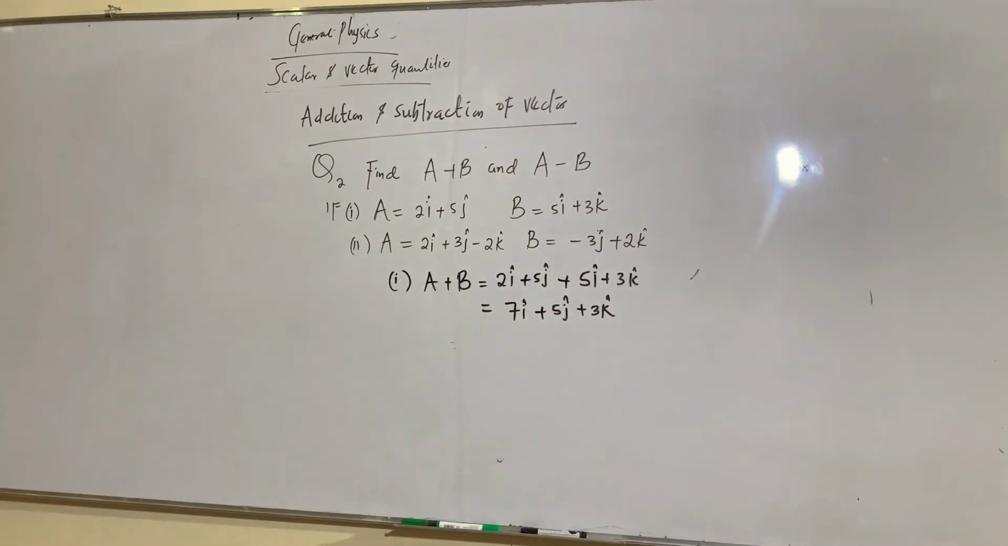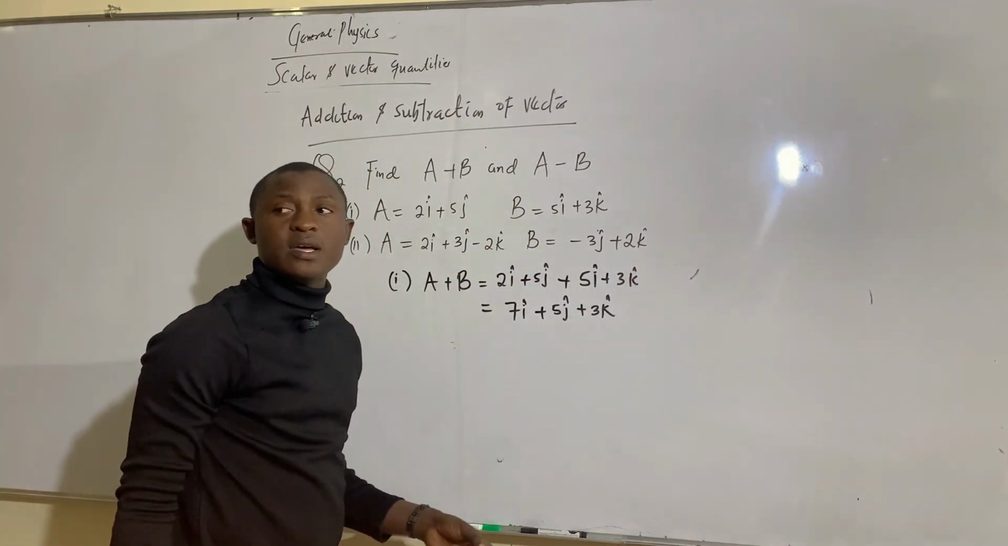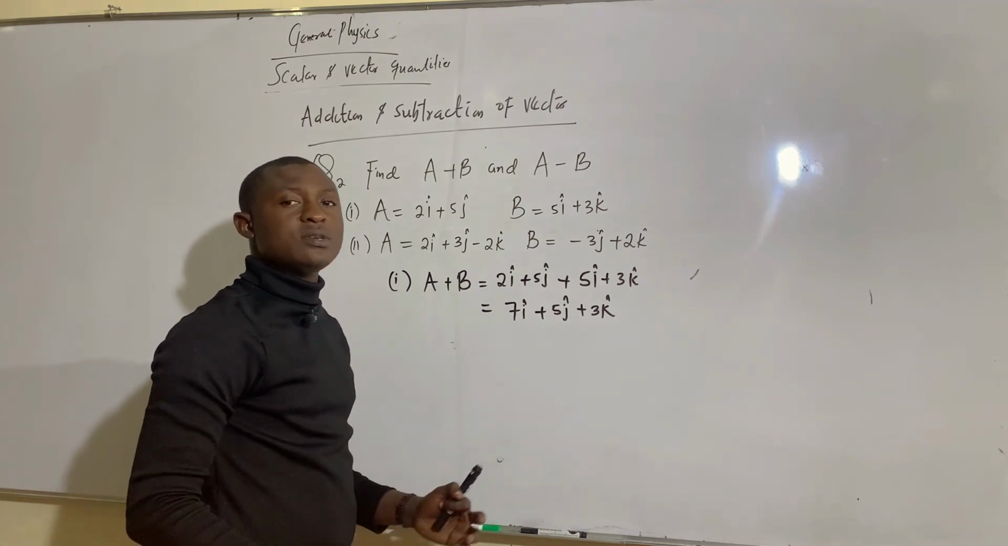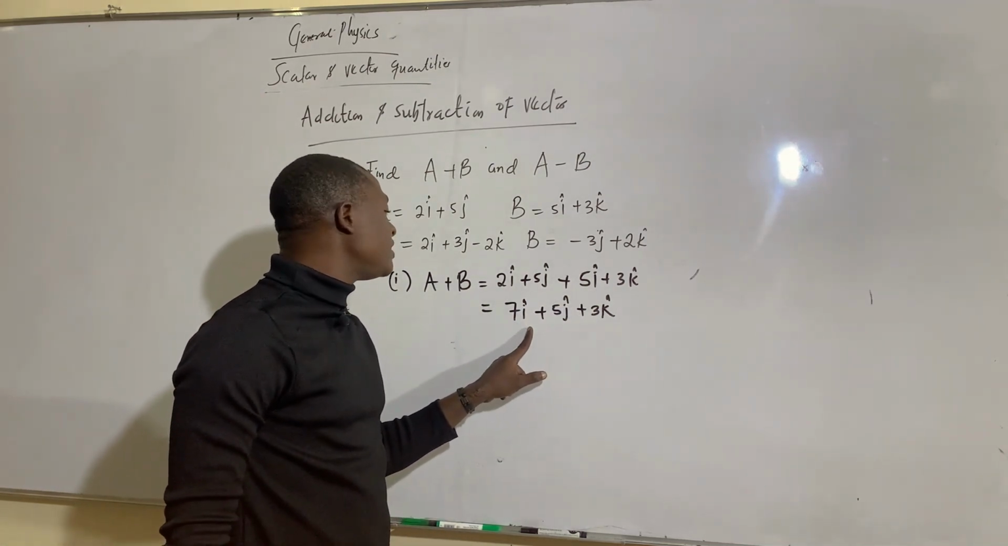Do not add them, because they are not the same thing. Are they the same now? I can just mark them together, but here they are not the same. So now 2i plus 5i, and we have 7i.